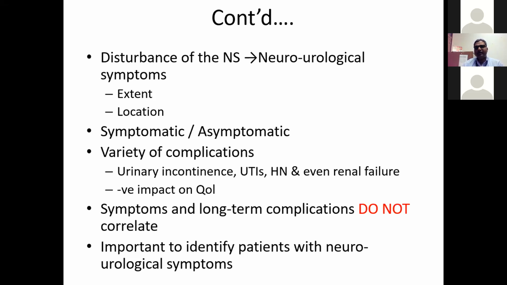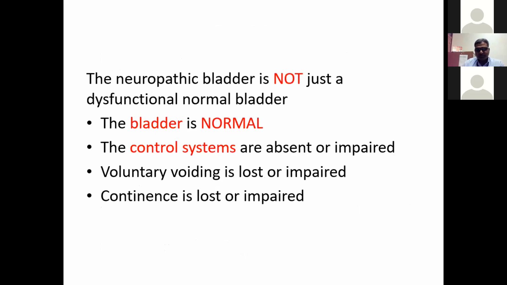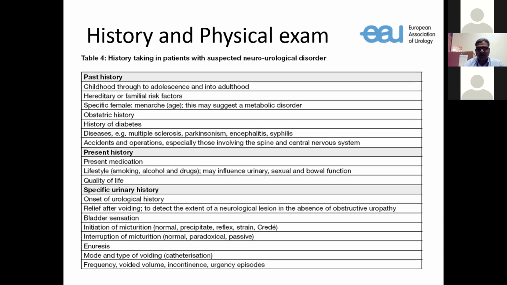And all this is accompanied by a negative impact on quality of life because of incontinence, UTIs, etc., and bothersome lower urinary tract symptoms. However, it is important to note that symptoms and long-term complications do not correlate. And it is important to identify patients with neurological symptoms. A neuropathic bladder is not just a dysfunctional normal bladder, because the bladder is normal, but the control systems are impaired or absent, leading to impaired or lost voluntary voiding, and continence can be lost or impaired.